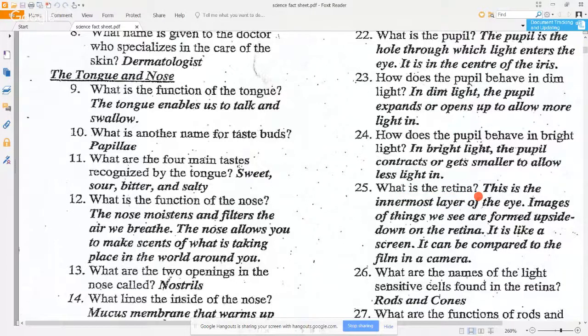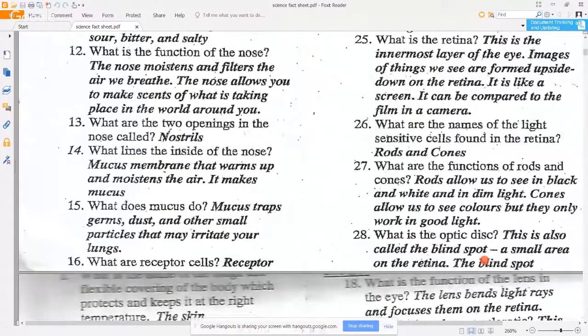What is the retina? This is the innermost layer of the eye. Images of things we see are formed upside down on the retina. It is like a screen. It can be compared to the film in a camera. And film, not the cameras now, the long time cameras. You have to get that film, take it out of the camera, take it to the studio and have them develop it in a dark room and so on. Digital cameras behave differently.